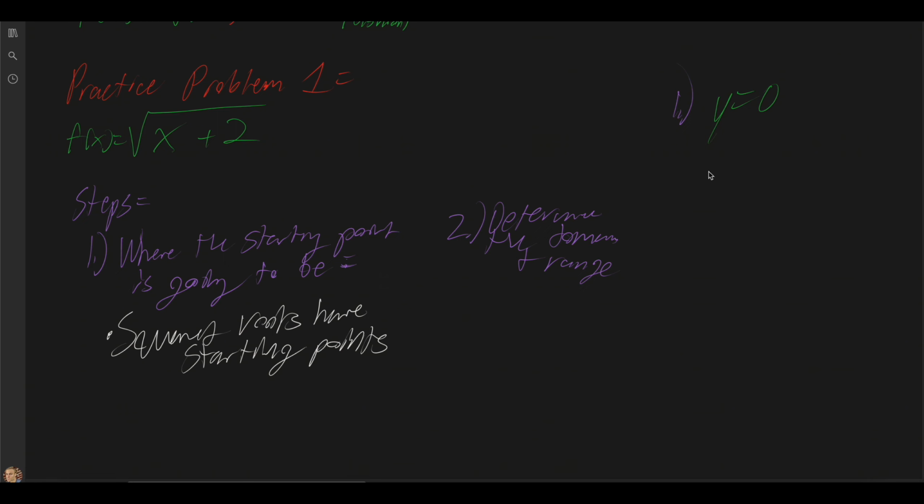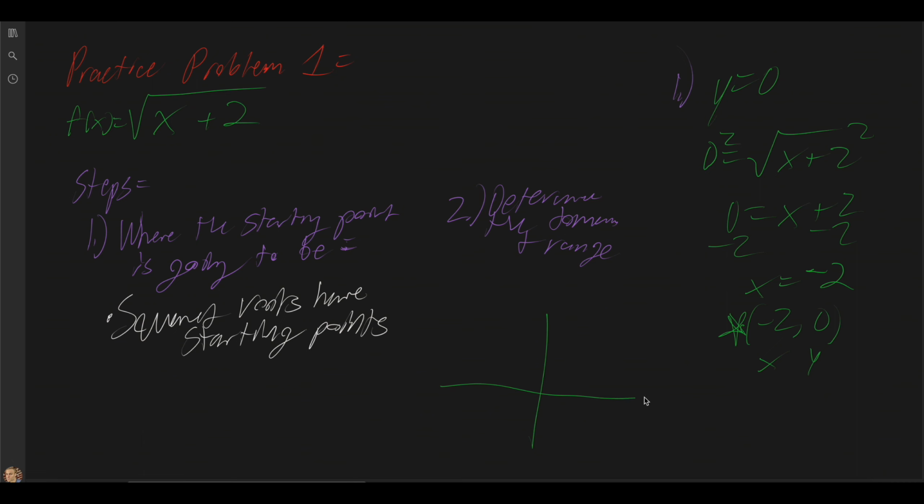which we just plug in for f of x, so it's 0 is equal to the square root of x plus 2. We square both sides. We get 0 is equal to x plus 2. We just subtract 2, and so x is equal to negative 2. And when y is 0, we have negative 2 and 0. This is our starting point to begin with.